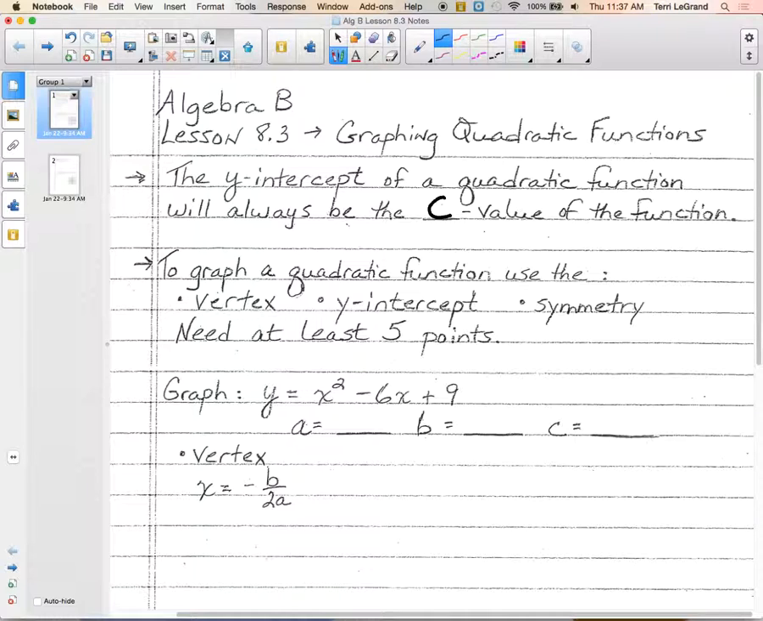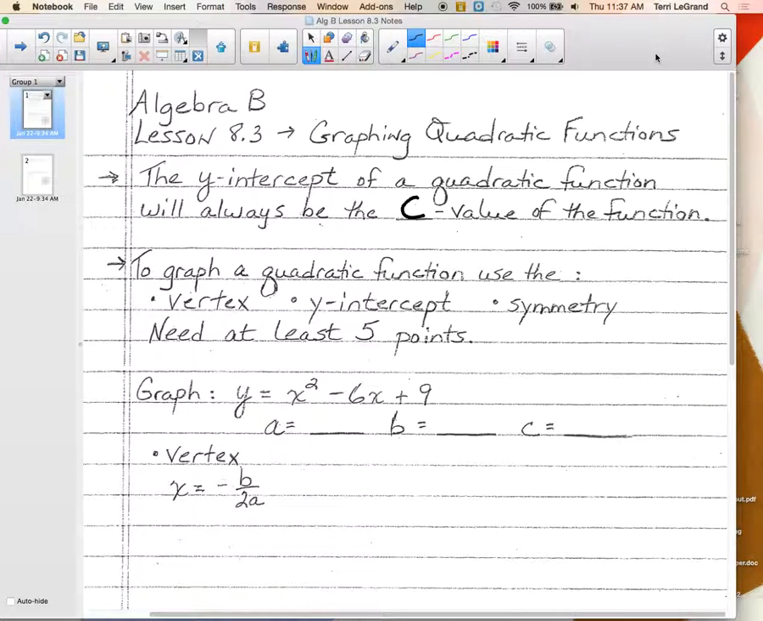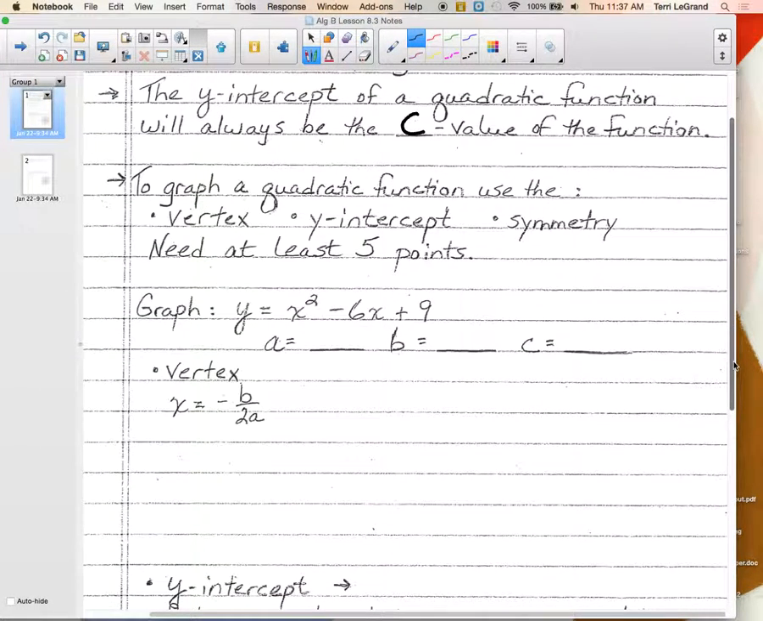So to graph a quadratic function, we're going to use the vertex, which we know how to find. Circle that. That's going to be our first point, our starting point, because we know the vertex is like the turning point of the parabola. Then we're going to graph the y-intercept, and we're going to get that by just identifying the c value. That's not going to take very much.